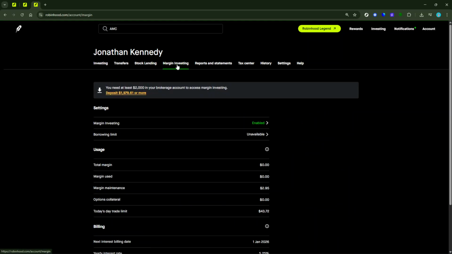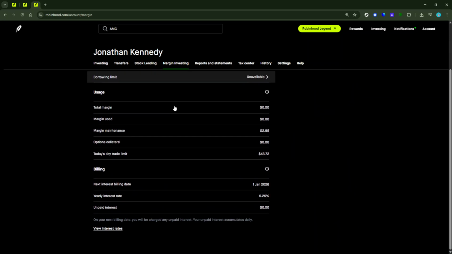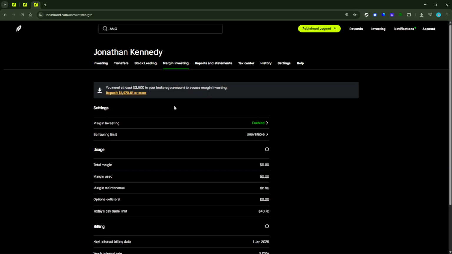Losses can exceed your original cash investment because you're trading with borrowed money. If the value of your investments drops too low, Robinhood may place what's known as a margin call, requiring you to deposit more cash or securities. If you're not able to meet that margin call in time, Robinhood has the right to automatically sell some of your investments to cover the borrowed amount, even if it's at a loss.